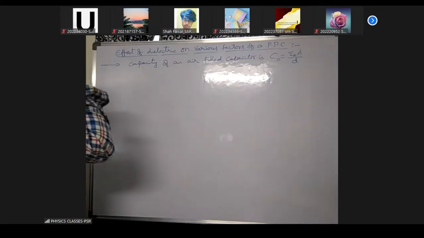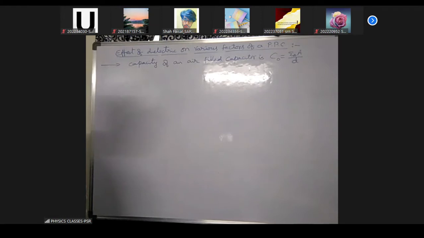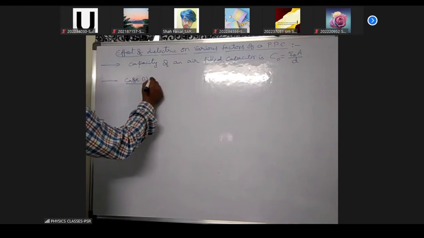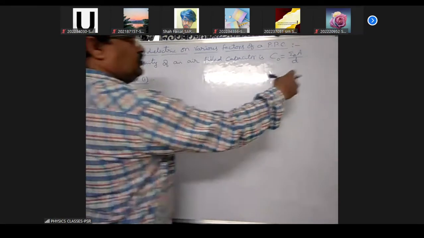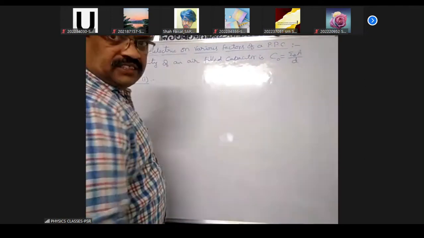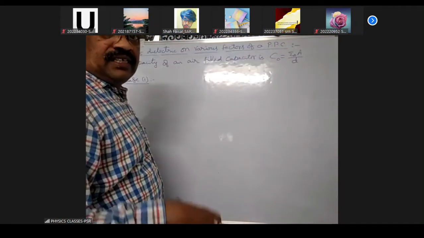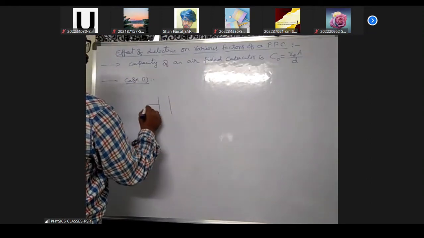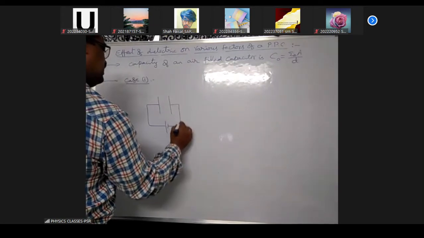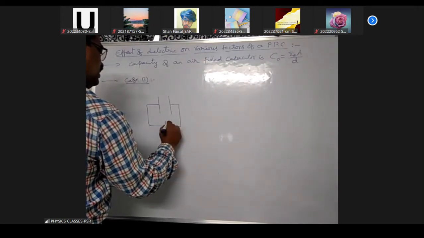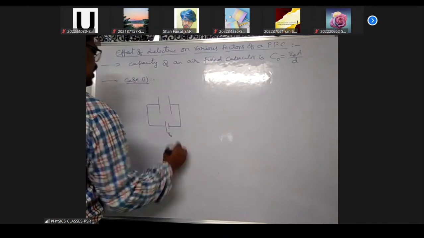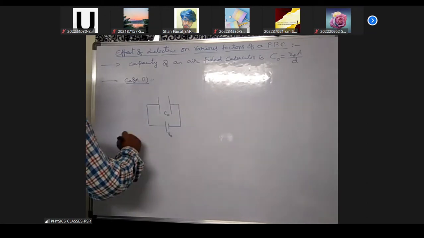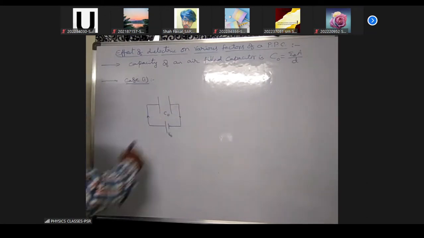Okay, here we have two cases. Case one: a dielectric is introduced between the plates of a parallel plate capacitor without disconnecting the battery. That means initially, this is a capacitor connected to a battery like this. Here, the applied voltage is V0. Now, this capacitance is equal to C0. Here, charge flows like this.